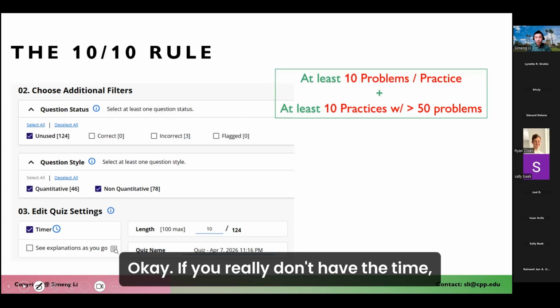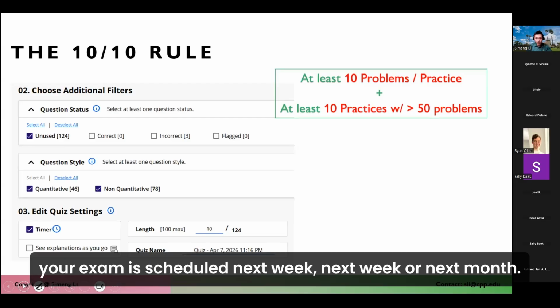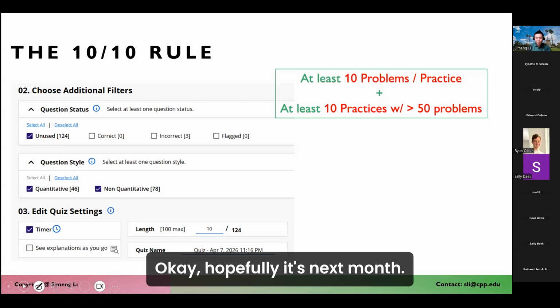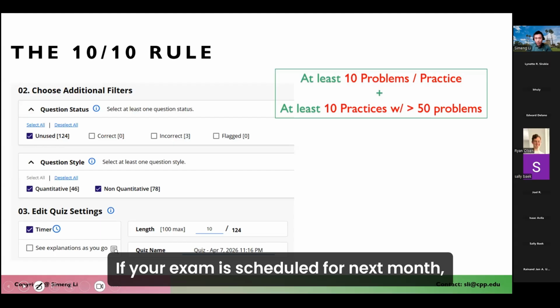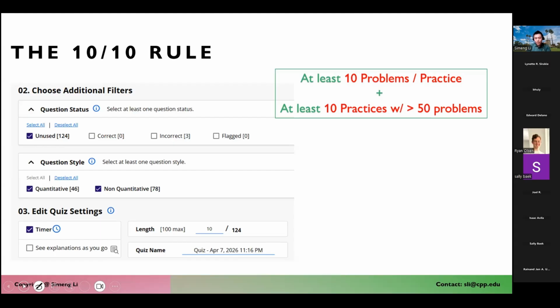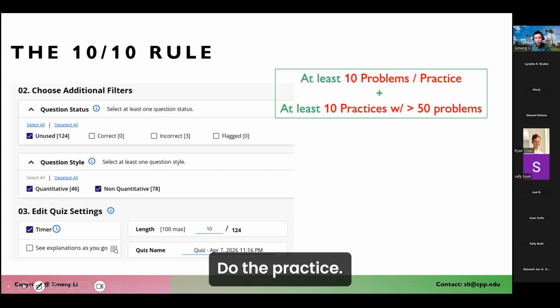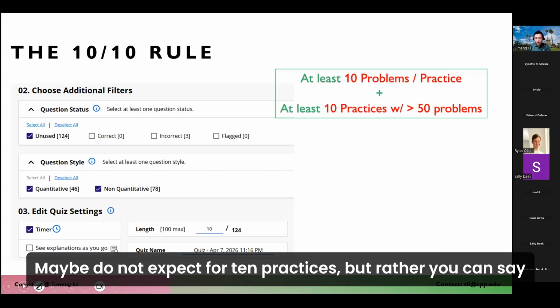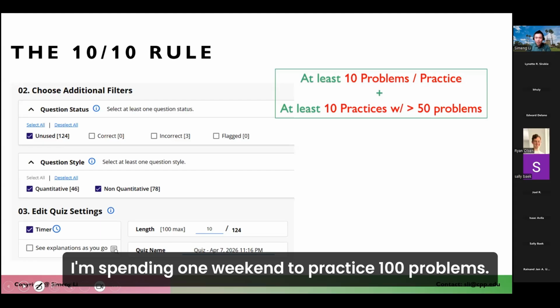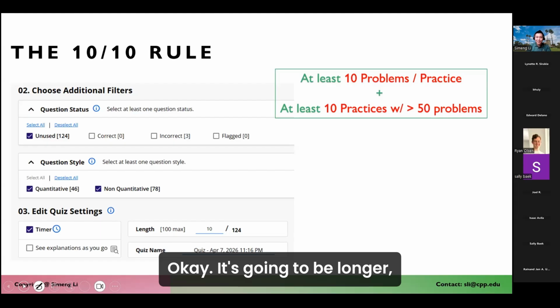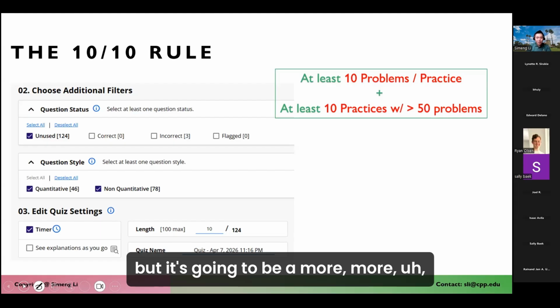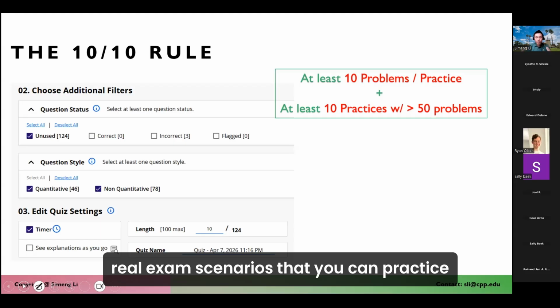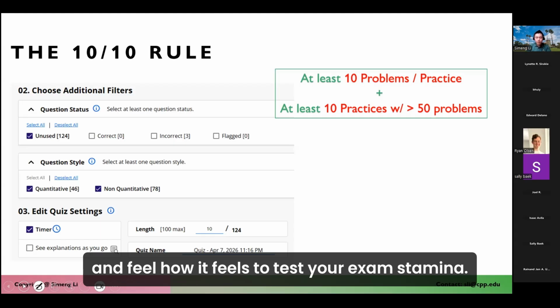Okay, if you really don't have the time, your exam is scheduled next week or next month. Hopefully it's next month. If your exam is scheduled for next month, you're going to do the practice maybe more intensively. Maybe do not expect 10 practices, but rather you can say, I'm spending one weekend to practice 100 problems. Okay, it's going to be longer, but it's going to be a more real exam scenario that you can practice and feel how it feels to test your exam stamina.